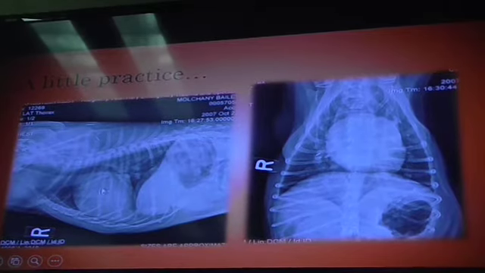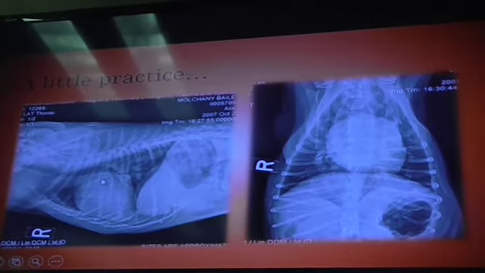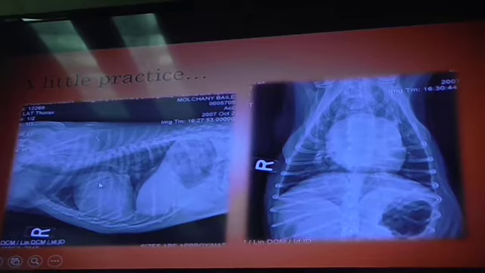All right, ready? So on this, Kim pointed to this vessel here. Beneath that is an airway, the bronchus. Beneath that is the vein.